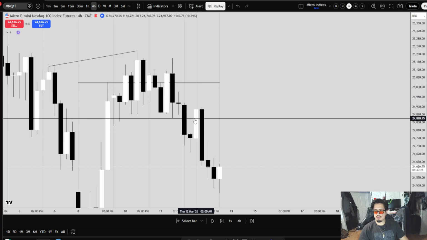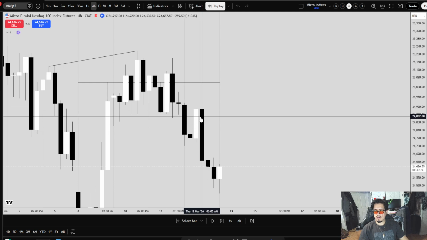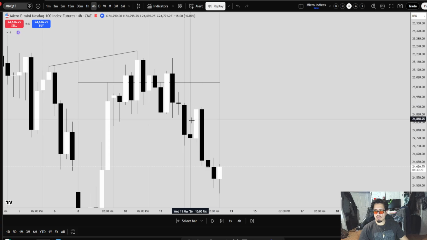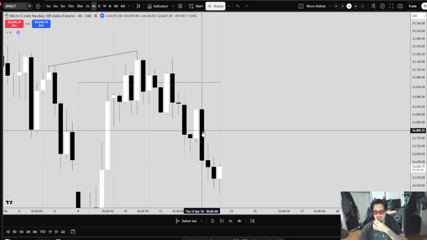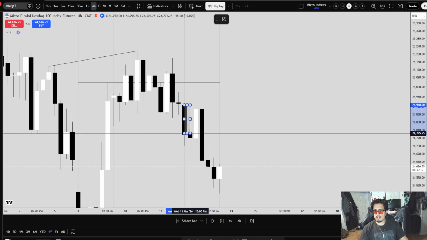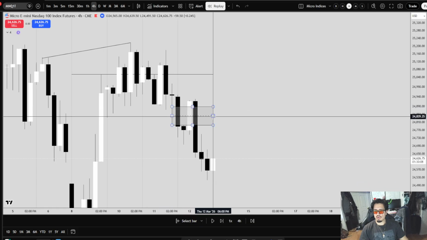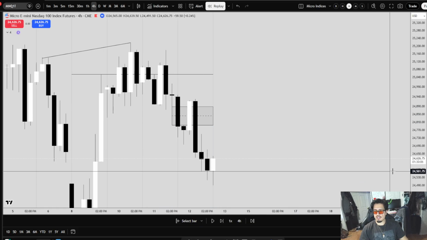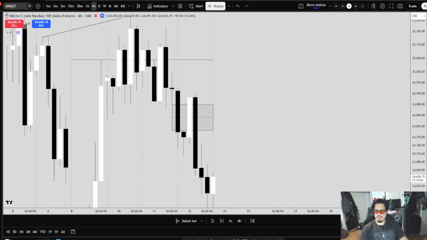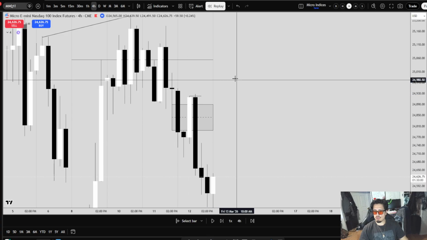This is 2 a.m.'s 4 hour, right? We had a good closure above this inefficiency, but you could see how during the 6 a.m. we started to close back within that current range, and as you can see, we closed back below the inefficiency right here, right? So seeing this gave me the idea that we were willing to go short, especially because we had a C2 closure, right?